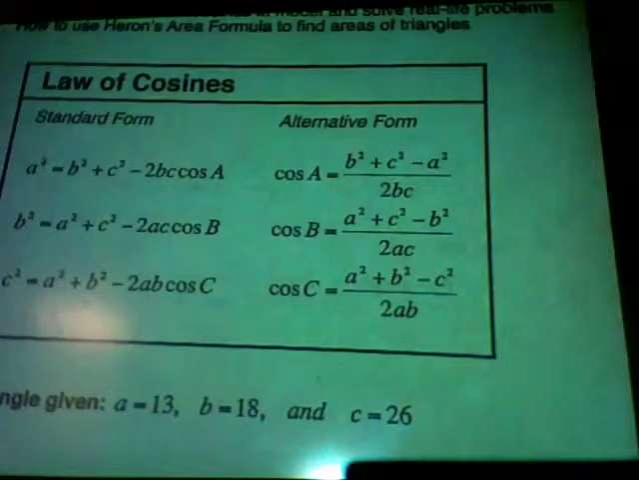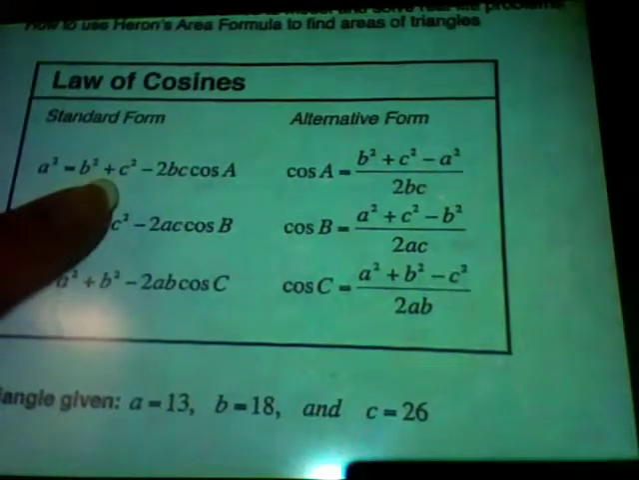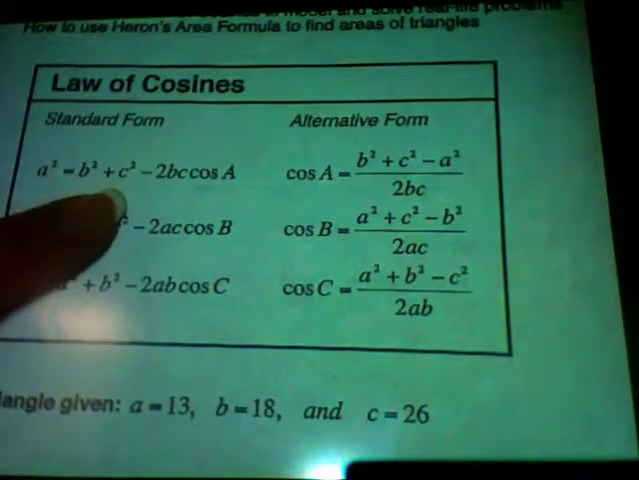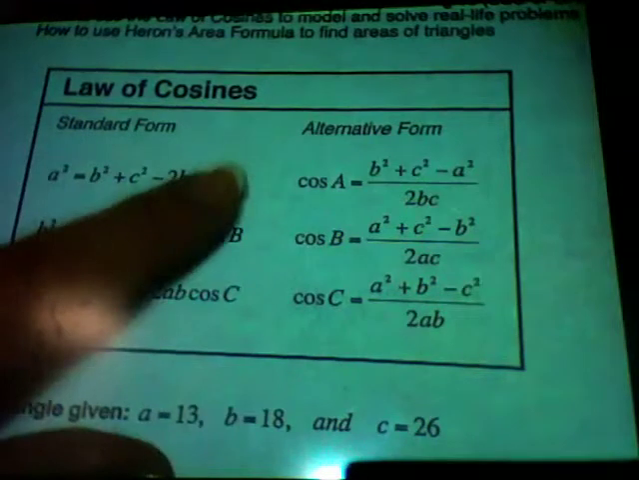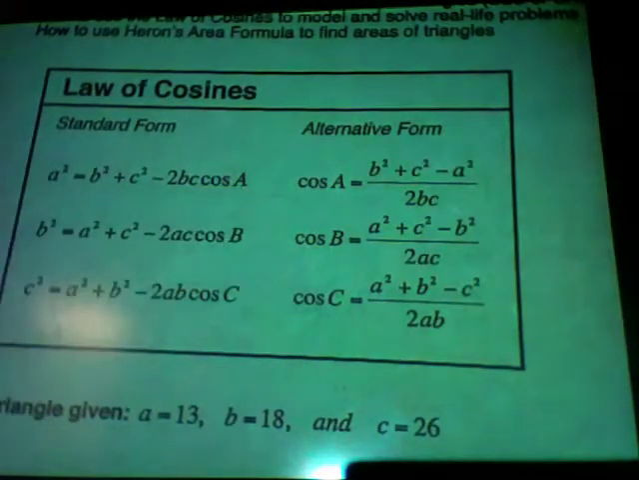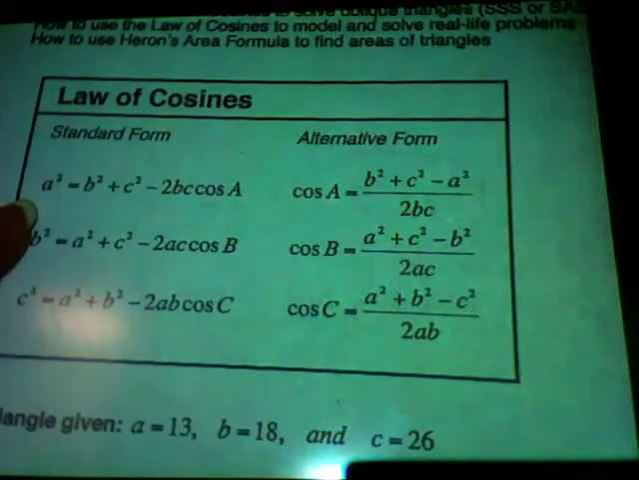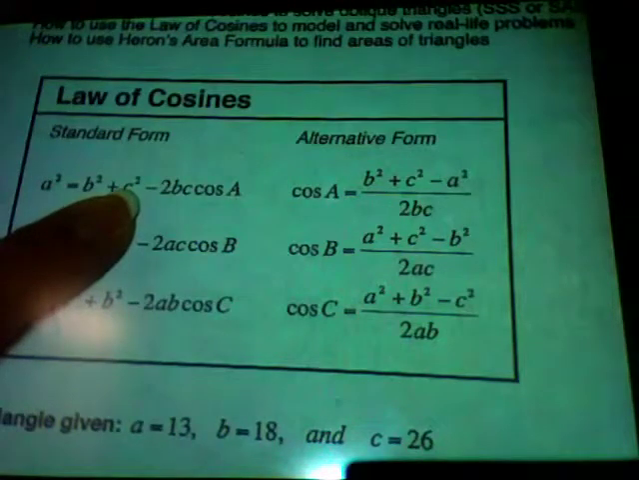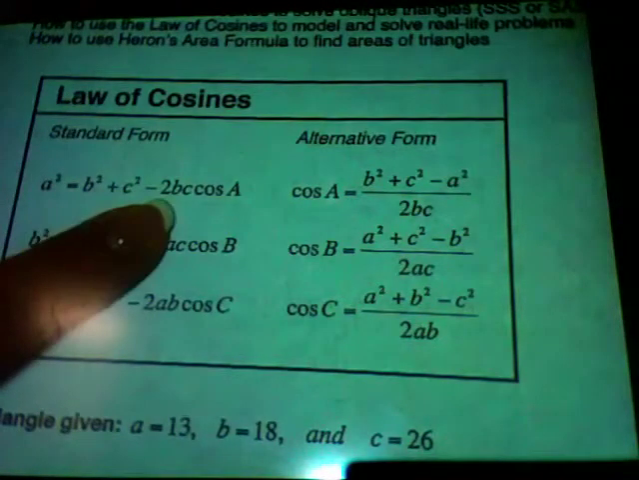But if you look at them, doesn't this look an awful lot like the Pythagorean theorem, right? All of the lowercase letters are your side lengths, and the uppercase letter is your angle. Notice that if I'm finding side A, it's squared on one side by itself. Everything else is on the other side. So what sides are missing from A? B and C. And then you do have to remember the part that it's minus 2 times something.